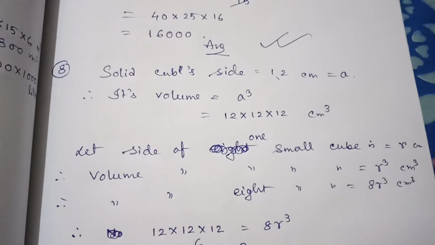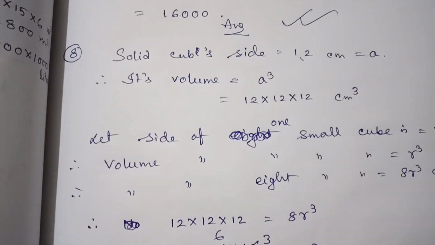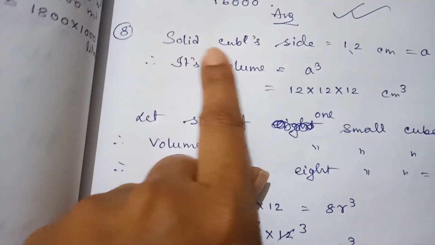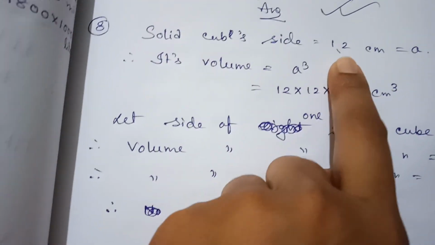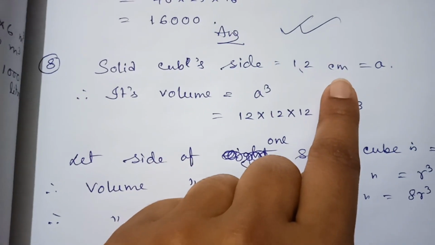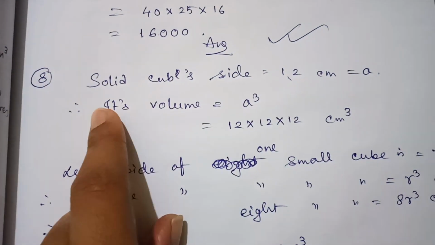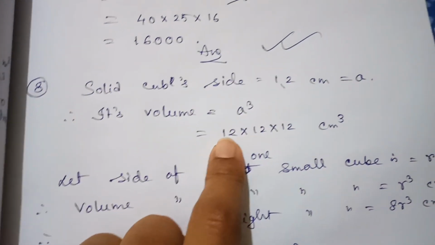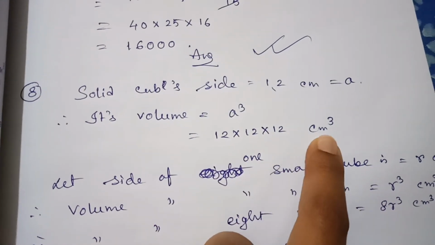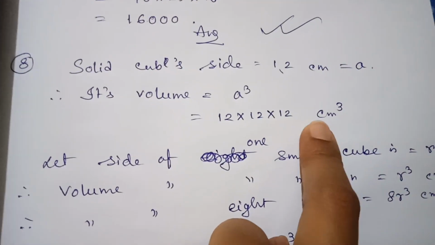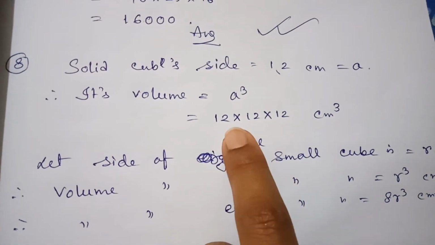Coming to question number 8. Question number 8 is: a solid cube's side, one solid cube's size, that is 12 centimeter, is given. We are taking it as a. Its volume will be a cube, 12 into 12 into 12 centimeter cube, because this is the volume of a cube's formula. So we are getting this. I have not multiplied it.